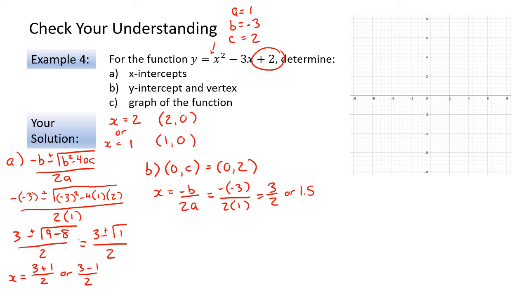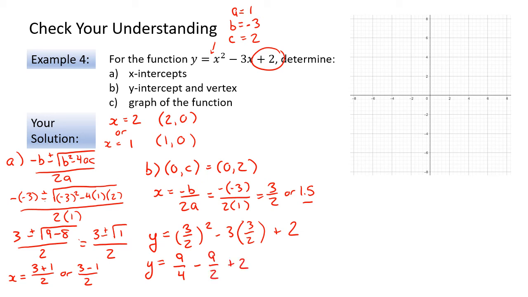So the y coordinate is simply the equation with this x value substituted in. So y is equal to x squared, which is 3 over 2 squared, minus 3 times 3 over 2 plus 2. Again, you could use the decimal number and just put this in your calculator. I'm going to just do it using fractions. So 3 over 2 squared, remember you square the top and the bottom term in the fraction, the numerator and the denominator. That becomes 9 over 4. Minus 3 times 3 over 2 is 9 over 2 plus 2.